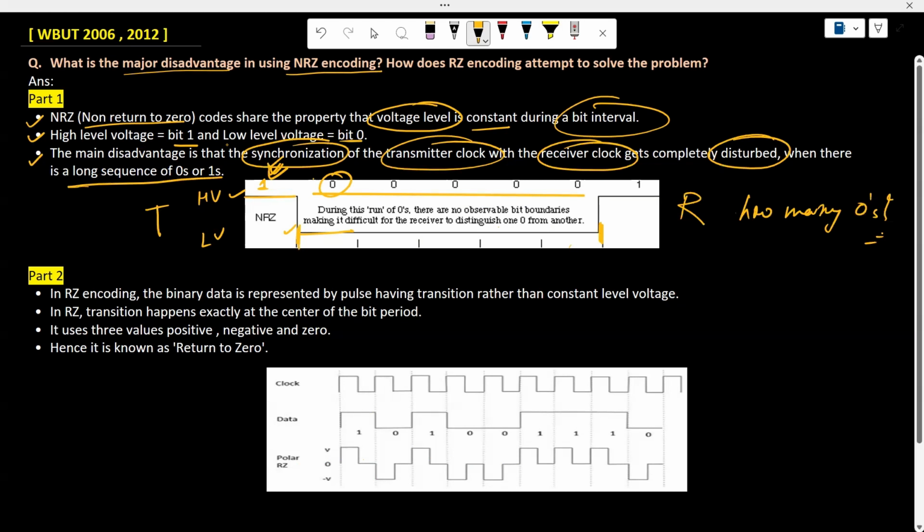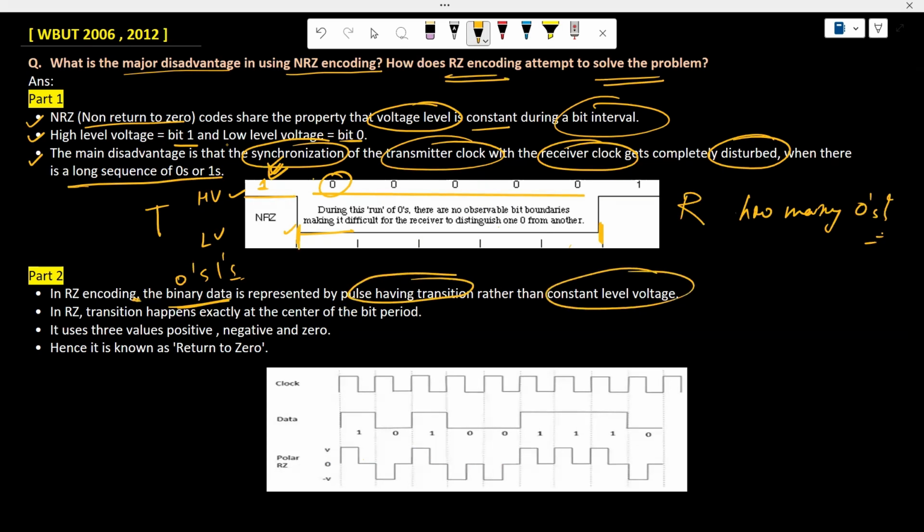Now, part 2. How does RZ encoding attempt to solve the problem? In RZ encoding, the binary data, that is zeros and ones, is represented by a pulse having transition rather than a constant level of voltage. If we see in this figure, there is a transition. Means for ones, we can see there is not a flat line, rather there is a transition, right? That's what point 1 is saying.